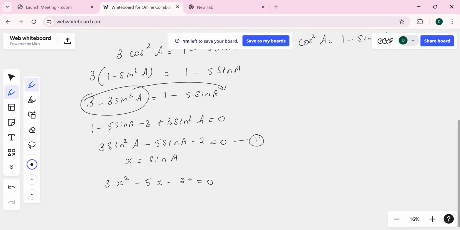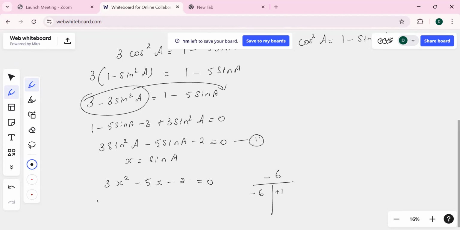So I can multiply the x square coefficient, that is 3, with the negative 2, which is minus 6. We need factors of negative 6: when you multiply, you need to get negative 6, and when you add, we have to get negative 5. So it's minus 6 and plus 1.